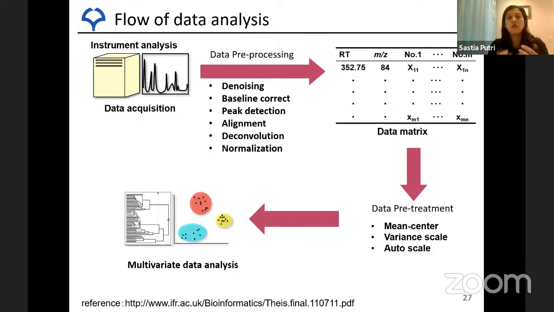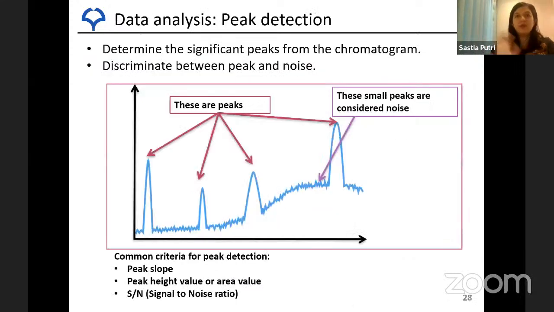And then we have to do the deconvolution, for example, to make sure that the compounds that are co-eluted can be discriminated, and then do the normalization. Afterwards, we could result in something like a data matrix like this, a generation of the data matrix. Then we have the data pre-treatment, where we could treat the data in many different ways for the scaling. And then we could go for multivariate data analysis. I think some of you who are here today probably are quite familiar already with this process.